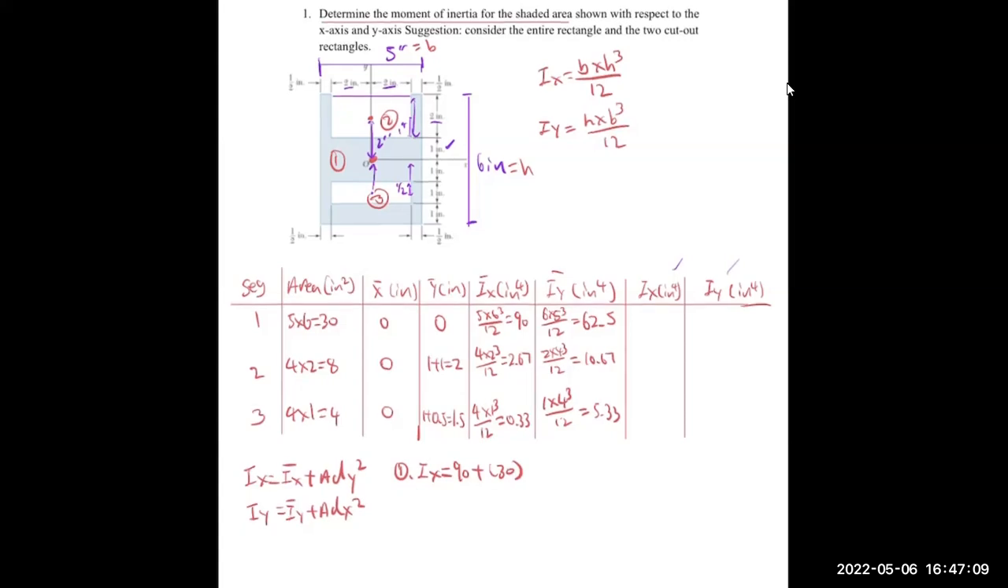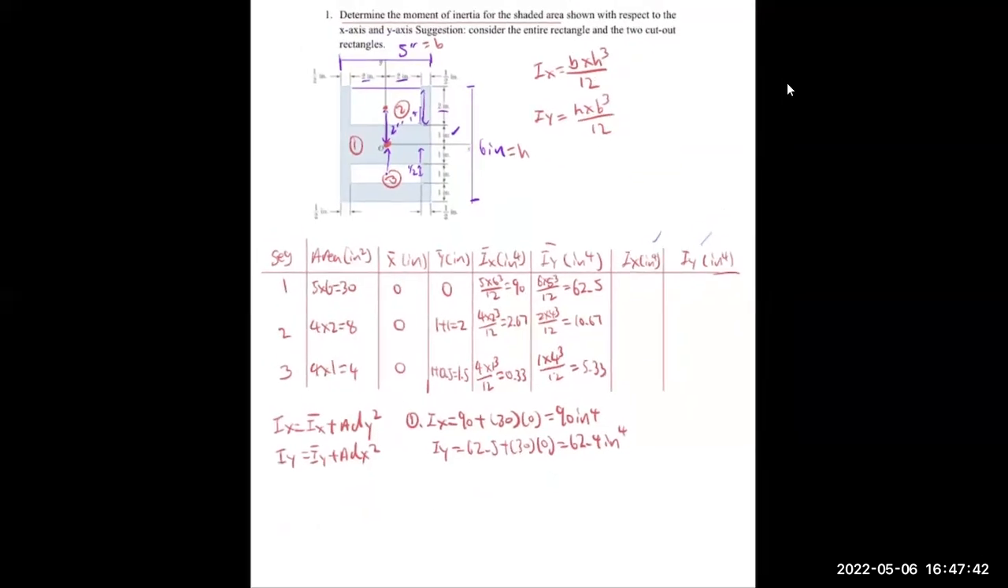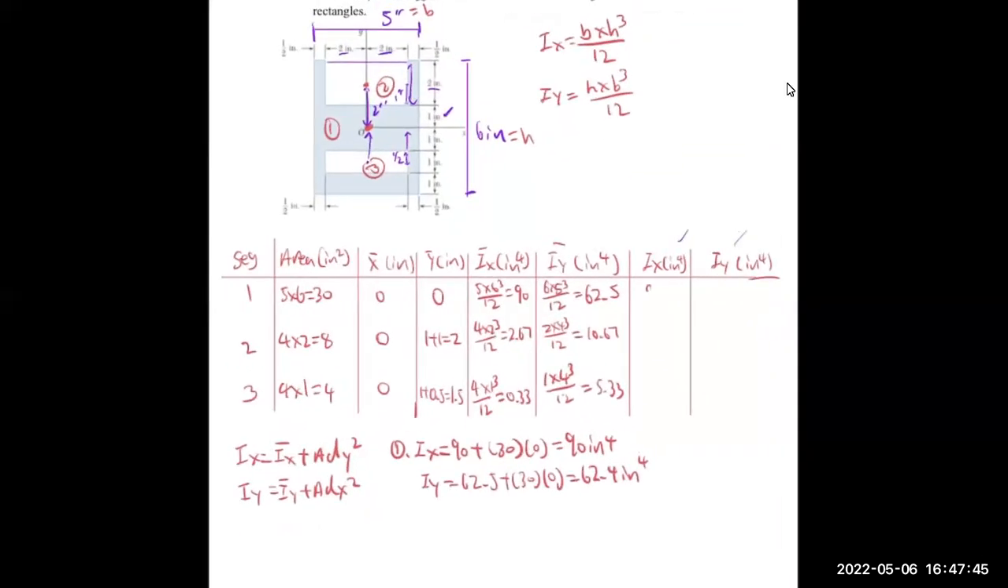So for that, since segment 1 doesn't have any centroid offset, it's going to be 0. So Ix will be just 90. And then for Iy, that's going to be 62.4 plus area 30, but it also doesn't have any perpendicular distance in the y, so 0. So that would be 62.4 inch to the fourth. Okay, so that's for segment 1. So now, let me fill that in. So 90, 62.4.